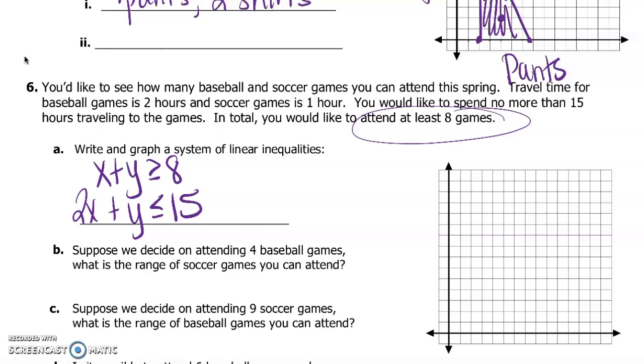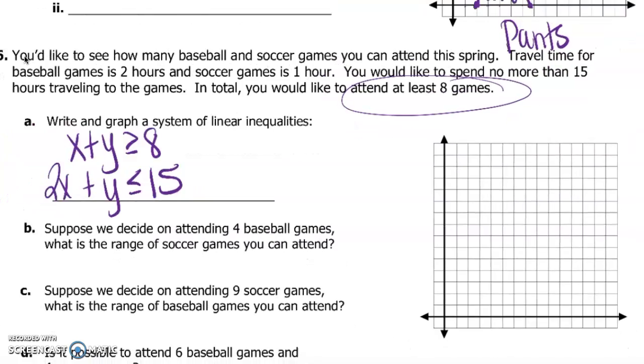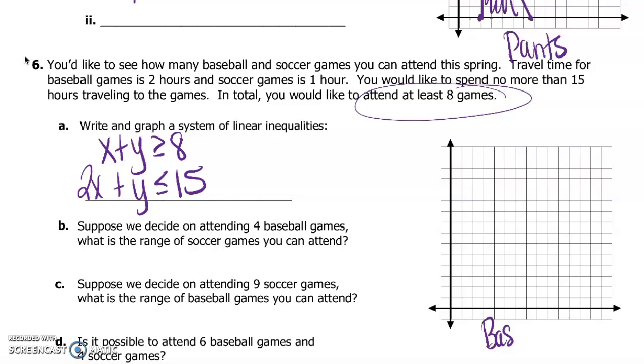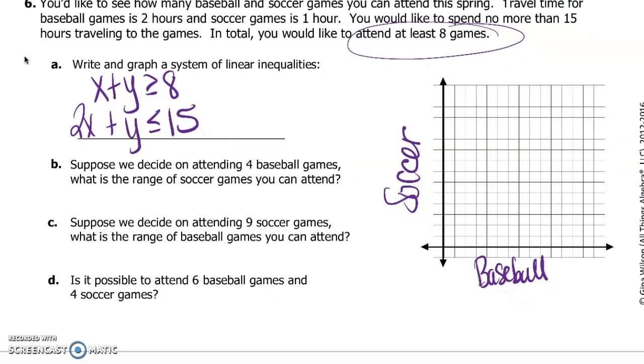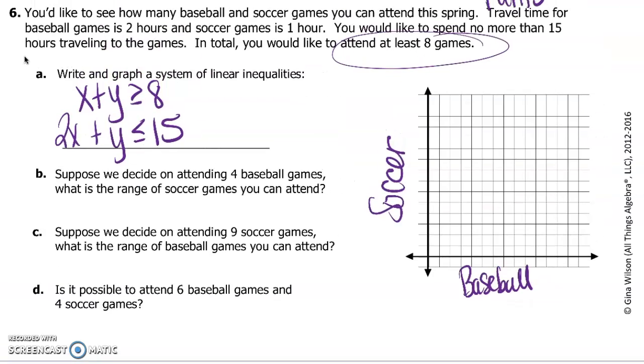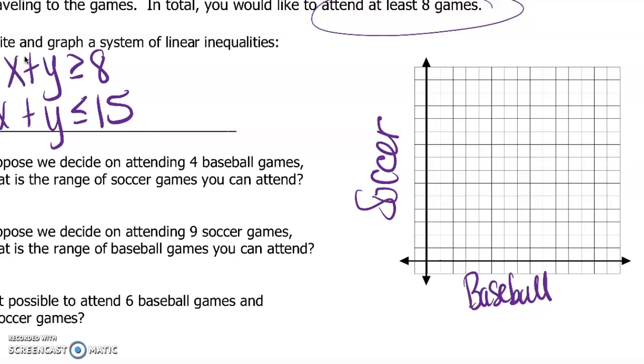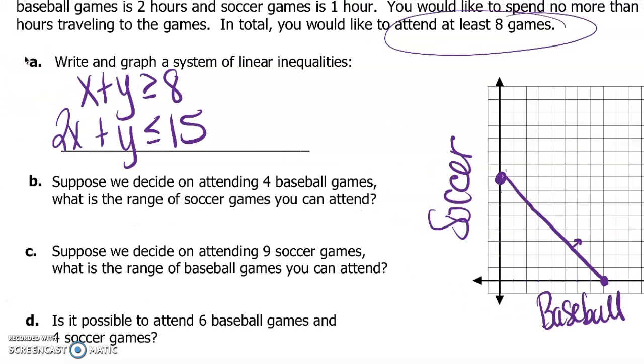So again, you can do intercepts if you want. For our top ones, they would both be 8. I'm going to put baseball on the bottom for my x, and then soccer for my y. And it's very important, again, to know which one's which. This one has some actual questions to ask here, or to answer. So for my first one, if I do 8 and 8, that would go there in a greater than sign.